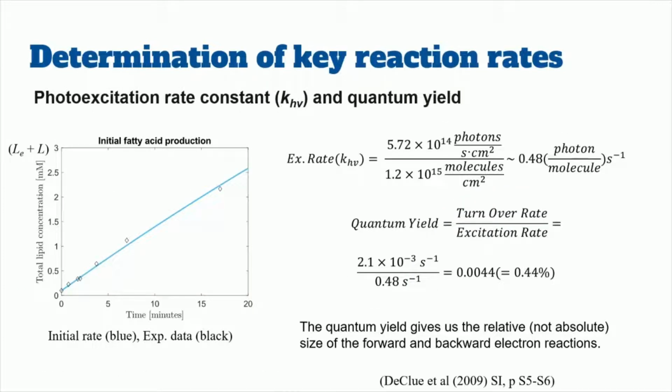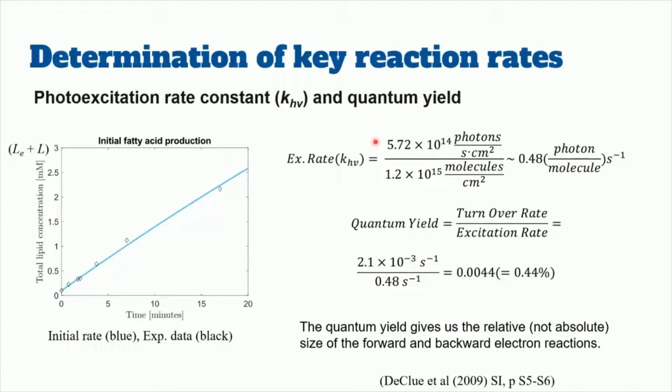Here we determine the photoexcitation rate constant and the quantum yield. On the left we have a plot of the total lipid production for the experiment with the light activated photocatalyst, from which we found the lipid turnover rate. We determined the photoexcitation rate constant from the excitation rate, and the excitation rate is photons transmitted and absorbed per square centimeter second. This value is calculated from the areal power density of the laser, the amount of light absorbed by the sample, and the energy of a 405 nanometer photon.